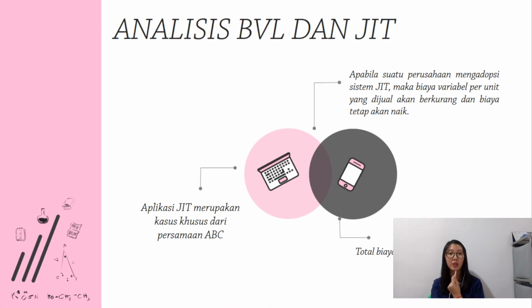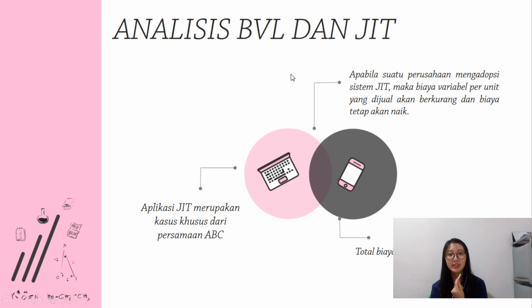And then the last, we are going to talk about CVP analysis in a just-in-time system. What you need to know is that a just-in-time system is a system where the company only starts production when there is an order. When the company starts to use this JIT system, it means that the variable cost per unit will decrease and the fixed cost will go up. Actually, the application of JIT is a special case of ABC.